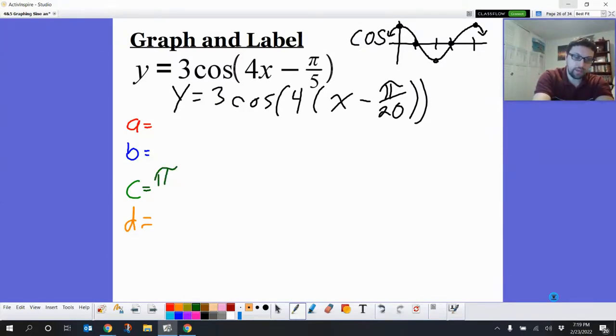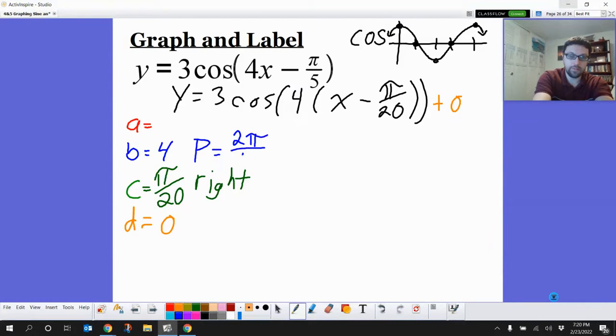That's just going to be a little wobble. Little tiny shift. And this one's going to be going to the right because it's subtraction. And then our D value is nowhere, so we're going up 0. Our B value is that 4, and so our period is going to be 2 pi over 4, which is just going to be pi over 2. Our amplitude A is going to be 3, so that's how far up and down we've got to go.